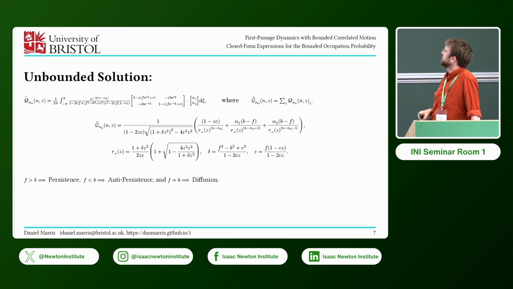Just the other thing to note is this alpha 1 and alpha 2. You have to make some choice about the direction that the walker entered the initial site before time started. So we just assume some probability that it came in from the left with alpha 1, some probability it came in from the right with alpha 2.